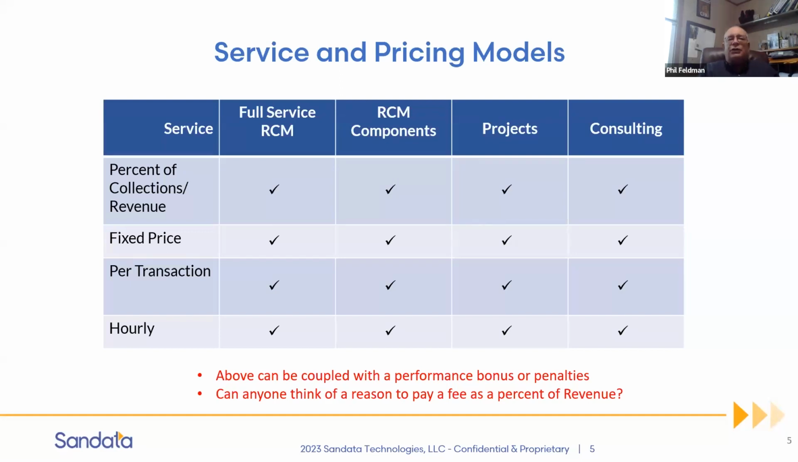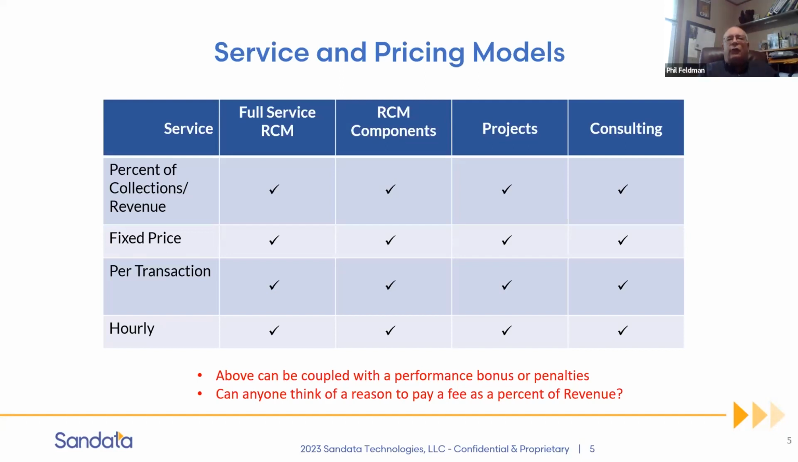So percentage of collections is certainly a highly advantageous one because they have skin in the game. If they're getting paid based on what they collect, chances are they're going to pay the highest level of attention. Downsides are there are certain states where this isn't allowed, New York and Florida, most notably, in the Medicaid world. They're afraid of upcoding and things of that nature, afraid of fraud. So you're not allowed to charge or pay a percentage of collections in those states. So you have to go to one of the other models.